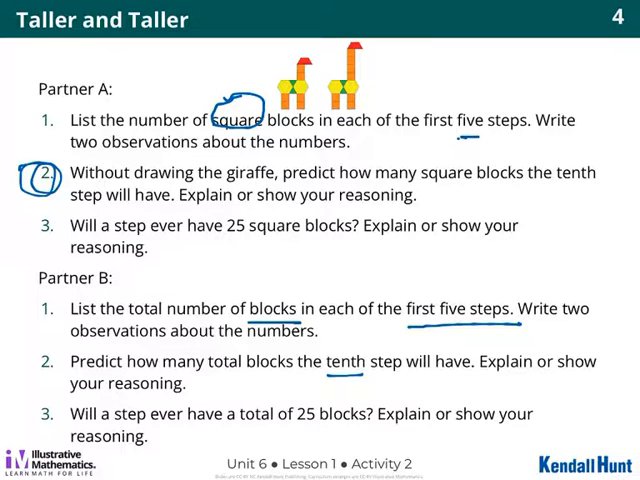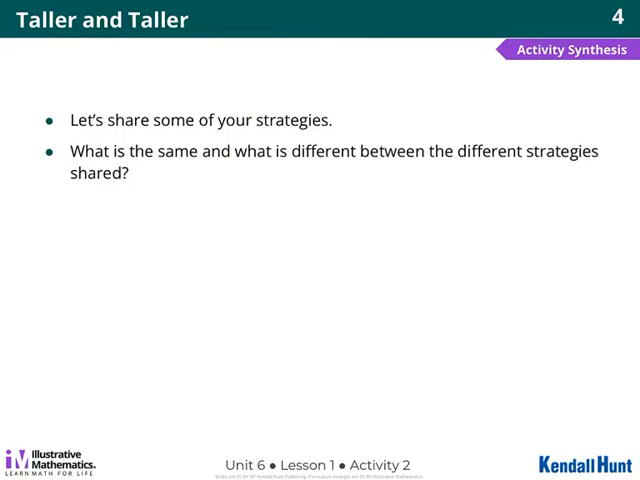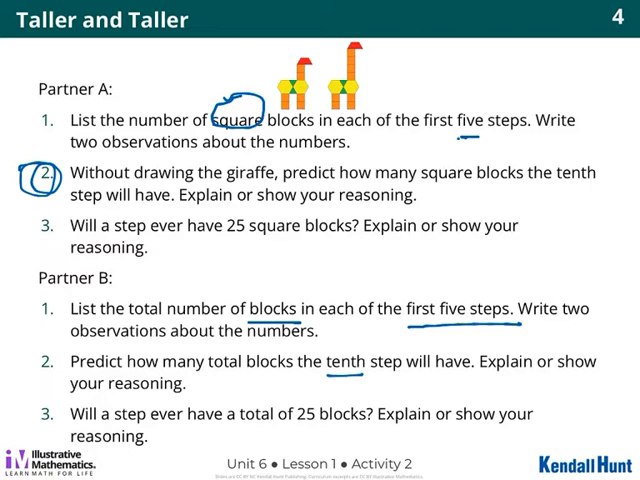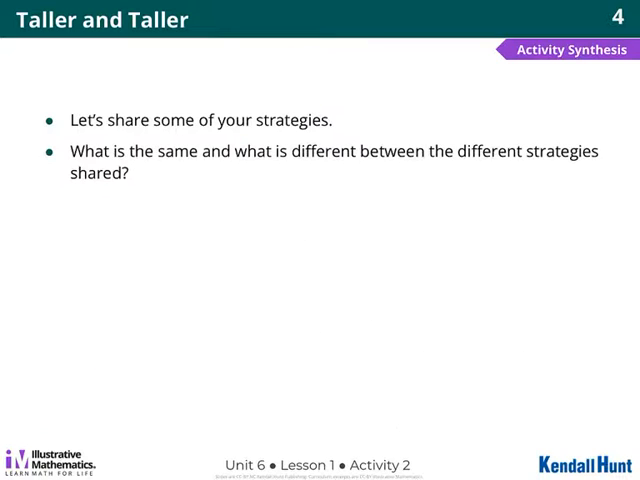Goodness, there was a lot going on here. So first of all, let me erase my little markings on here. So for partner A, raise your hand if you were partner A. Who are all my A people? Okay. So for partner A, let's start with the number of square blocks in each of the first 5 steps. So raise your hand. What did it turn off? I'm not used to this thing yet.